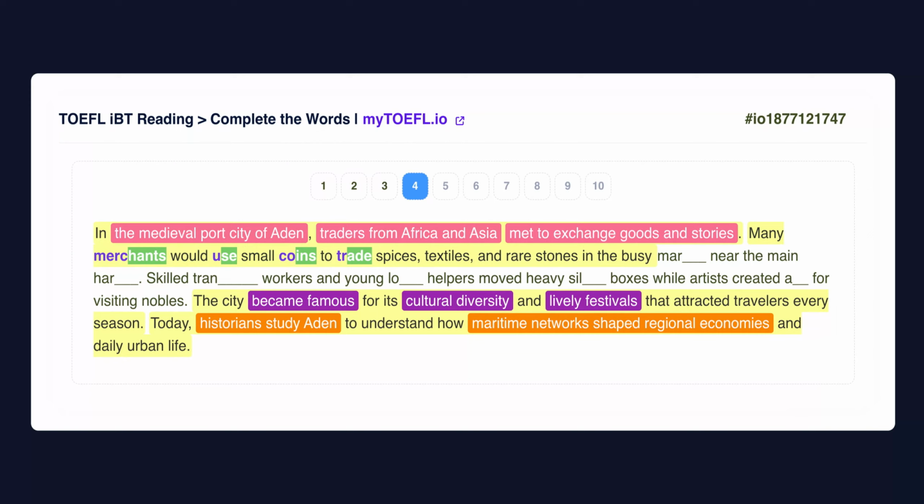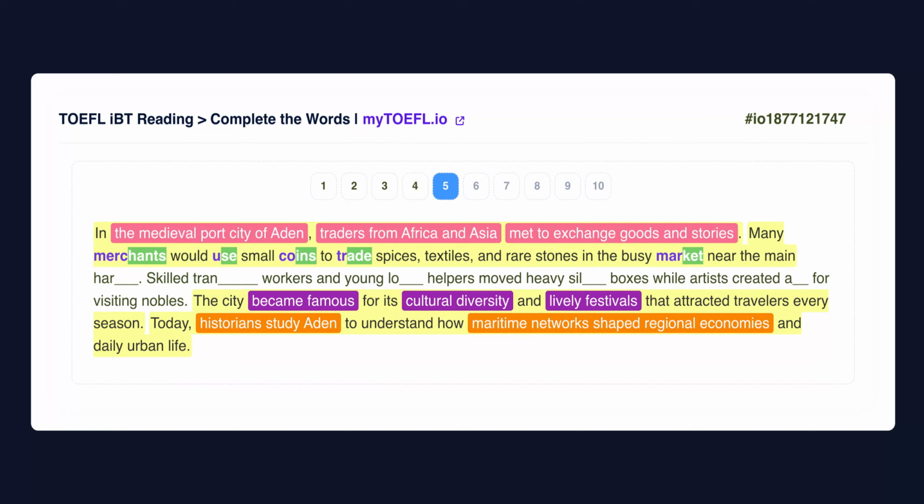Fantastic. Now, where would this trading take place? The next blank describes the location within the busy city. Let's use the context to pinpoint the exact place. Many merchants would use small coins to trade spices, textiles, and rare stones in the busy mark _ _ near the main. The question gives us the letters M, A, and R, and there are three blanks to fill. The sentence describes a busy place where people trade goods like spices and textiles. A common place for this activity, especially one that starts with MAR, is a market. This fits the scene of a bustling medieval city perfectly.